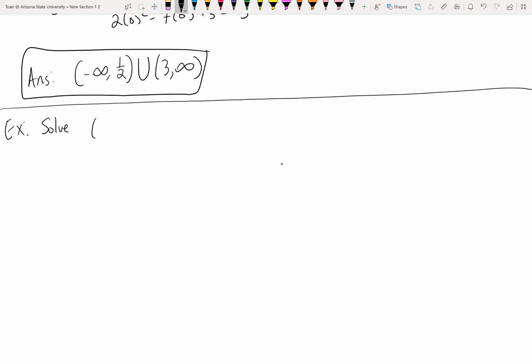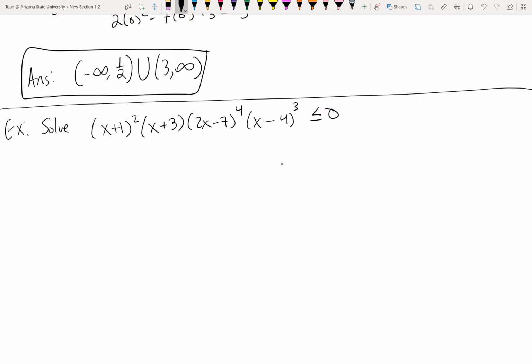I don't know, (x plus 1) squared times (x plus 3) times (2x minus 7) to the 4th power times (x minus 4) to the 3rd power is less than or equal to 0. So the first thing I want to do is make sure there's 0 on one side, which it already has, so I don't have to do anything extra.